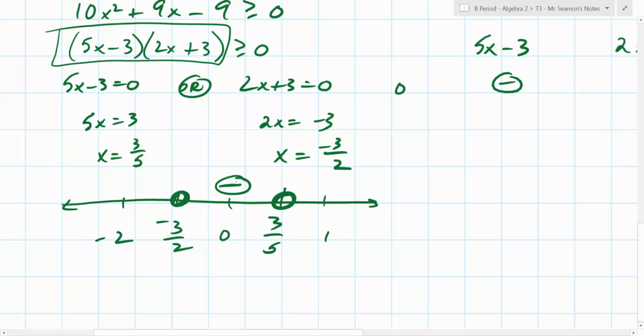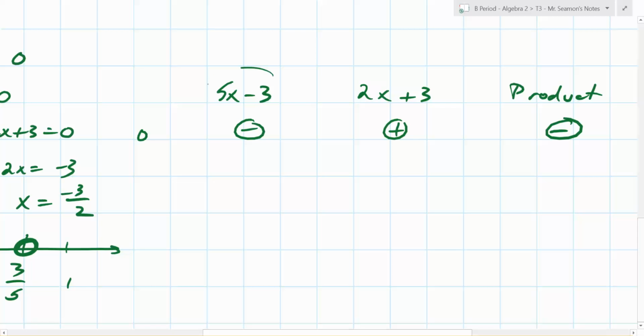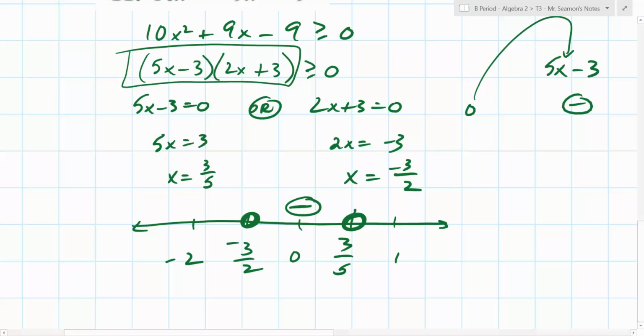Wait, why is it negative, the product? Plug in 0 right there. What's a negative times a positive? Negative, right. Do we care what the number is? No. We're plugging in the number in between them to find what in between is. Exactly. So we know it's negative in between.